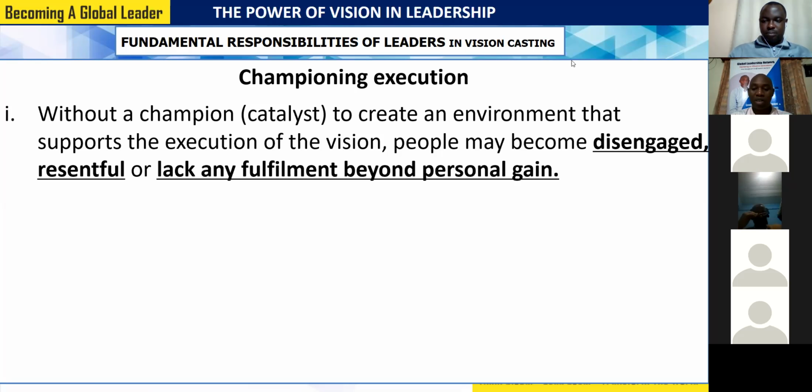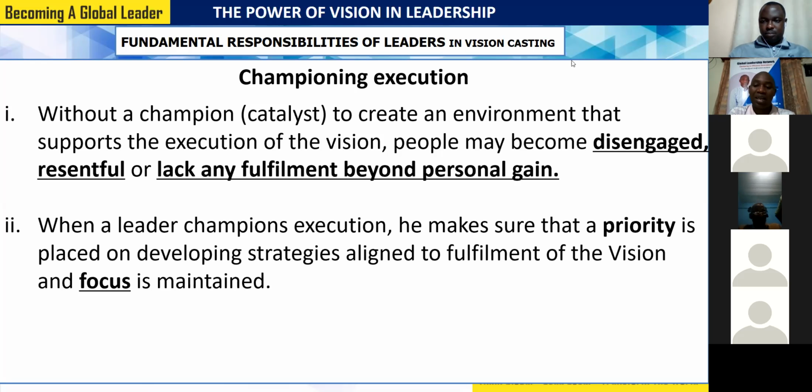And that is why we talked about those reminders, those triggers, so that we keep on reminding ourselves that as much as I'm working and I'm being paid or achieving my own personal gains, I need to not lose focus on the bigger picture of the organization. As we champion execution, these are some of the key aspects that we need to keep reminding the stakeholders as we walk along. When a leader champions execution, you need to make sure that priority is placed on developing strategies aligned to fulfilling the vision and focus is maintained.